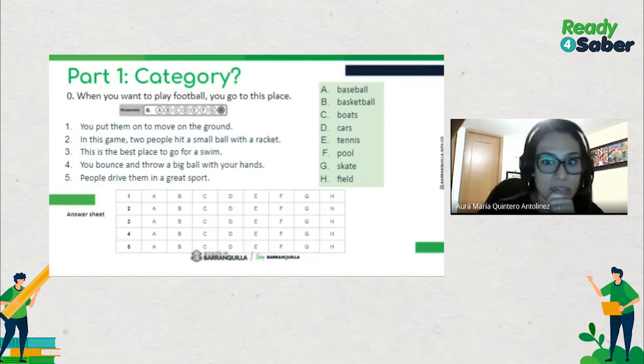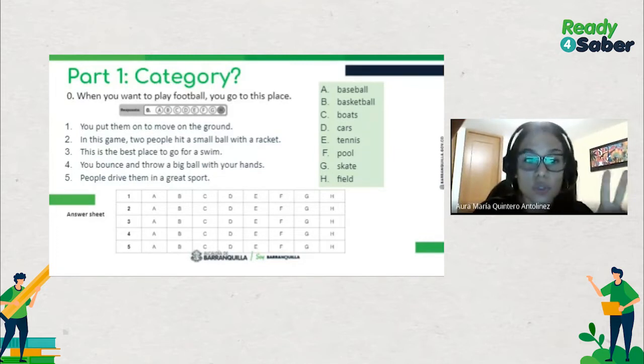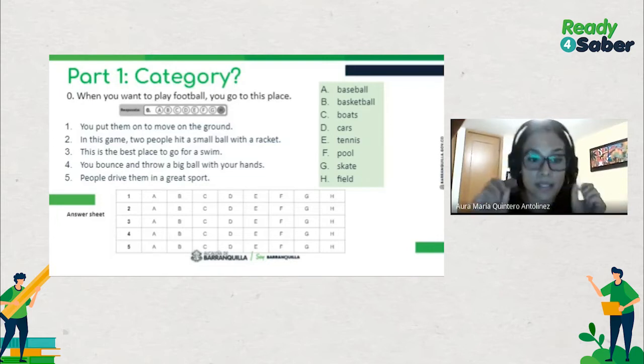E, tennis. Okay. Remember, guys, remember that in these categories, you always have 2 extra options. In this first category, you have 2 extra options, the ones that you don't use. Okay, so you have to be careful at the moment of matching the definition with the word. Siempre hay 2 adicionales que no tienen relación con las definiciones, así que siempre atentos al vocabulario y la definición.